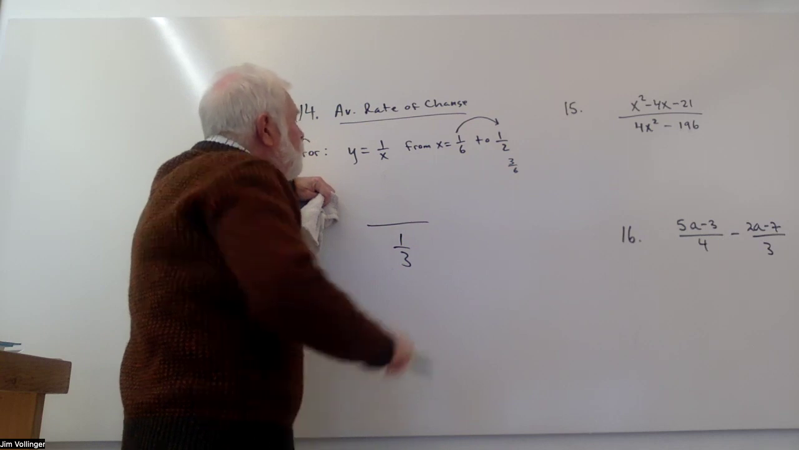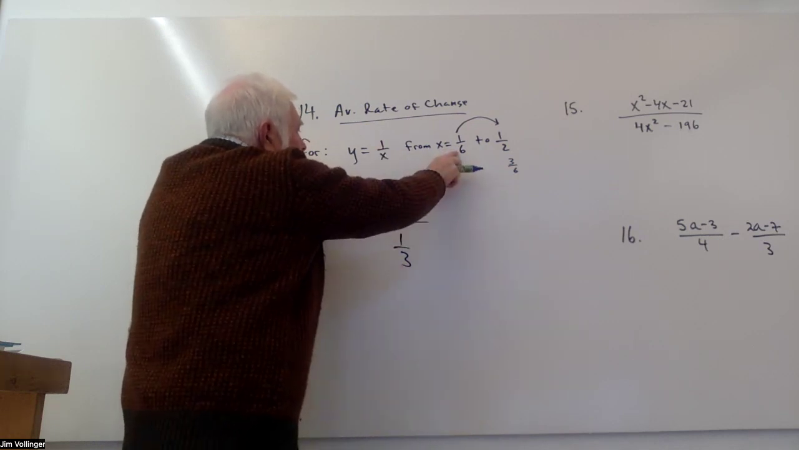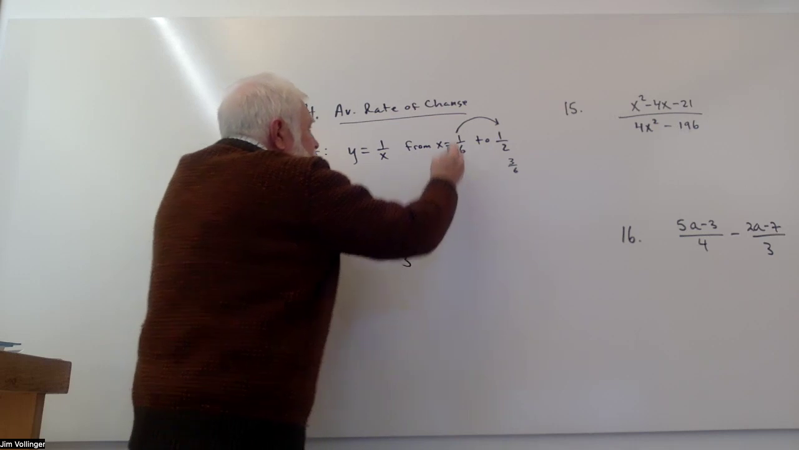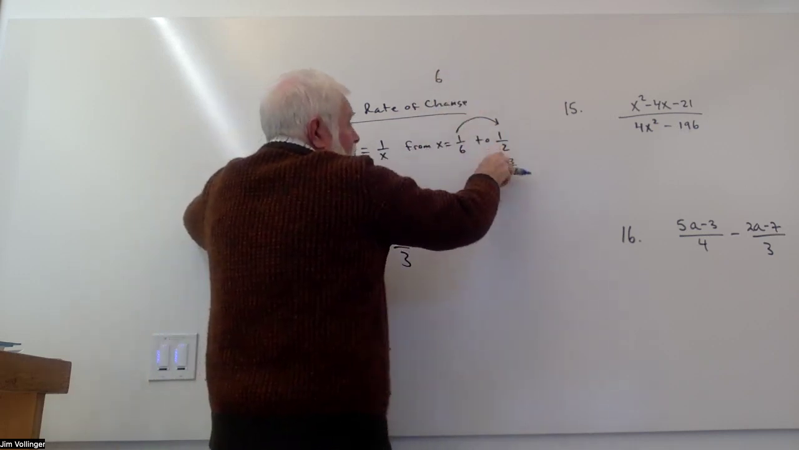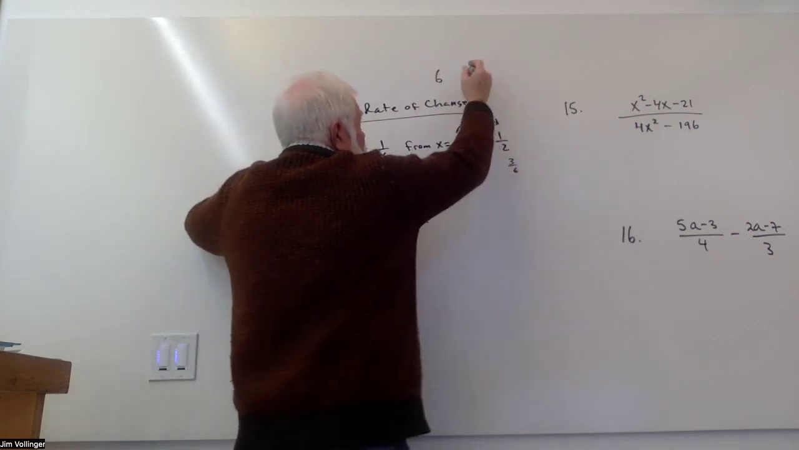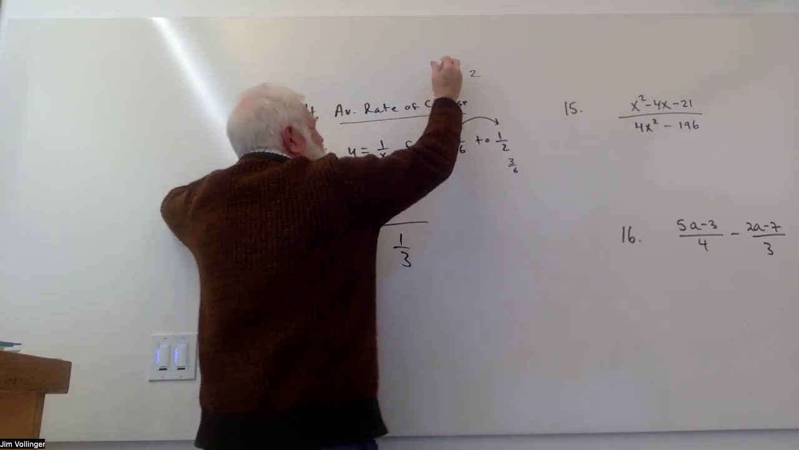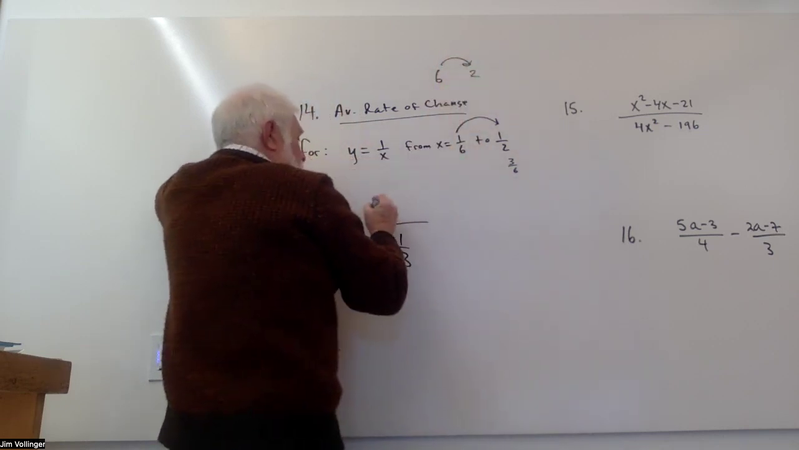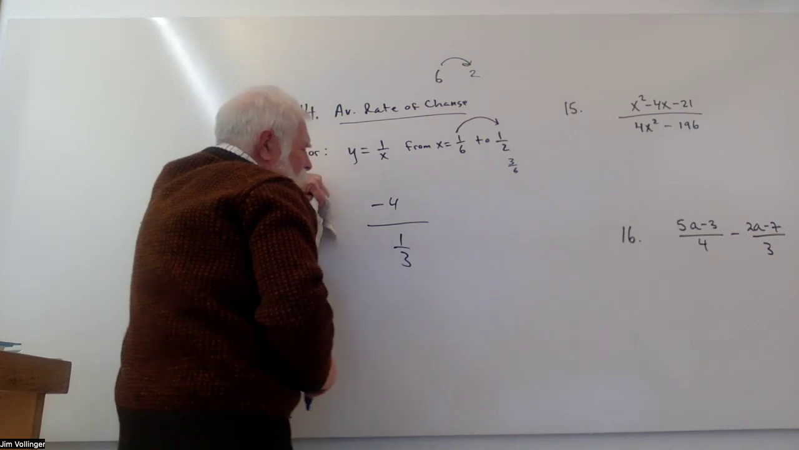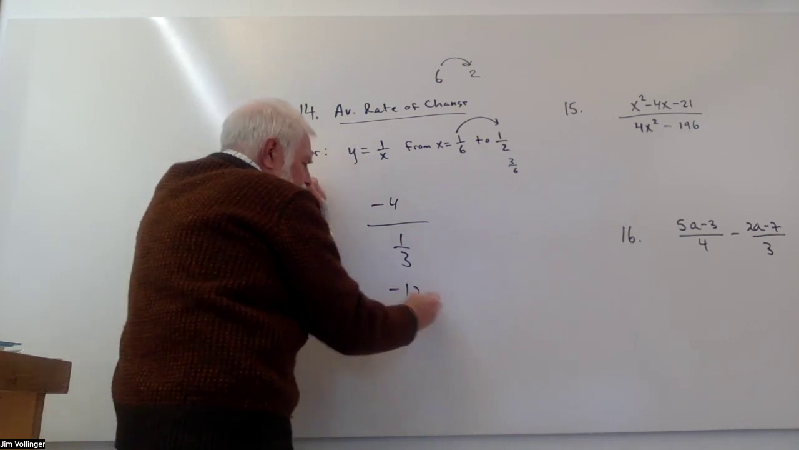And if I divide 1 by 1/6, I actually get 6. And if I divide 1 by 1/2, I actually get 2. And how do I get from 6 to 2? I think I get down 4. So what's my average rate of change? -12.